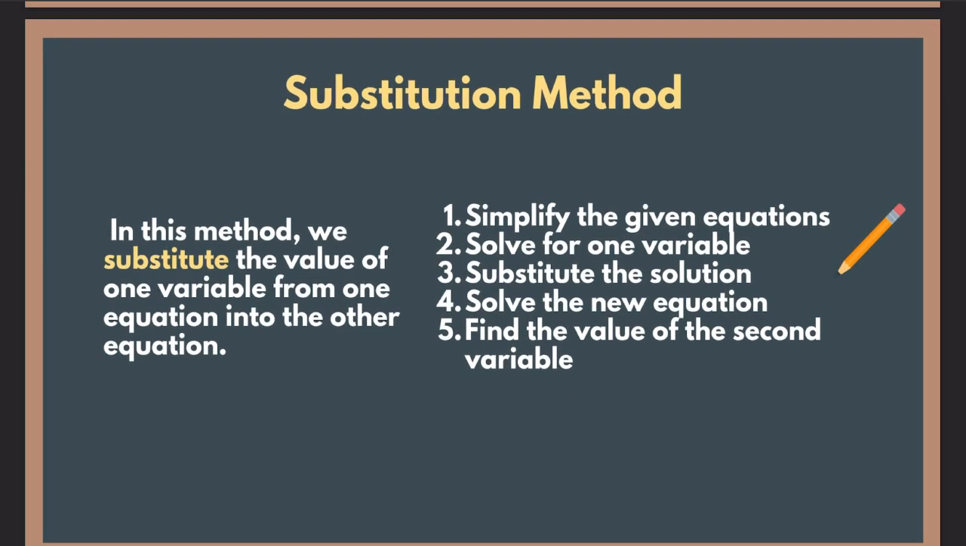The substitution method involves solving one equation for one variable and then substituting that expression into the other equation. Generally there are 5 steps that we want to follow. The first step is simplify the given equations. 2. Solve for one variable. 3. Substitute the solution. 4. Solve the new equation. And 5. Find the value of the second variable. For these examples, we're going to follow these 5 steps using the substitution method.